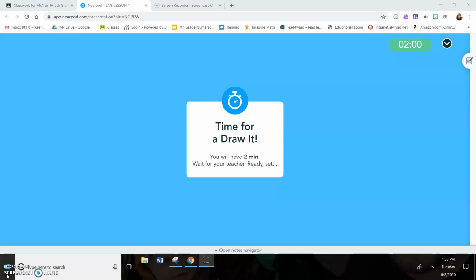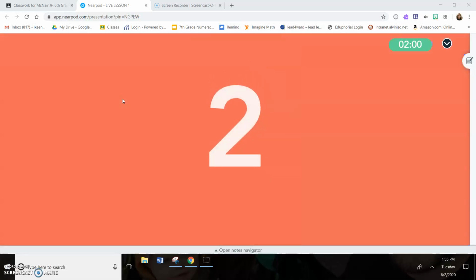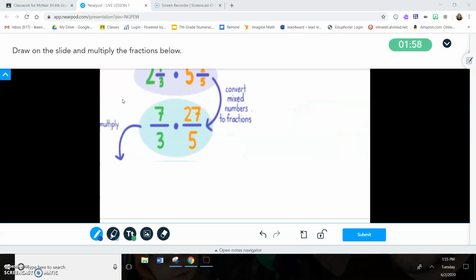All right, we're going to look at another activity. All right, so let's look at this really quickly. We're going to take the mixed number of 2 1/3, and we're going to multiply that by 5 2/5. When I go ahead and I convert them to improper fractions, that would give me 7/3 times 27/5.